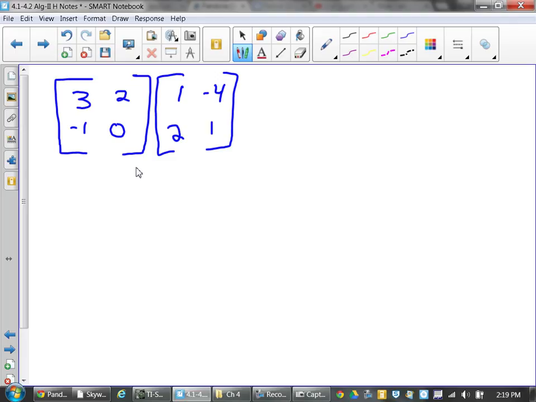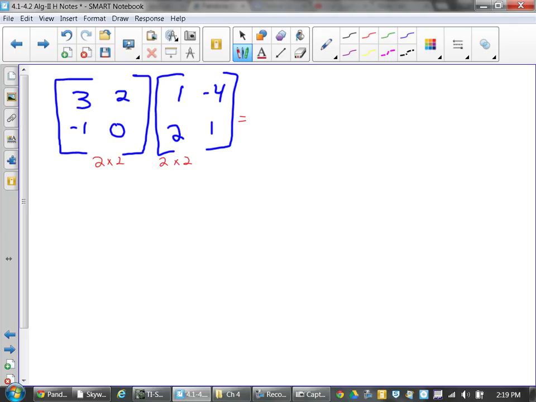This is really easy. So we know it's a 2 by 2 and a 2 by 2, right? The answer is going to be what dimension? Okay. How many columns are in a 2 by 2 matrix?